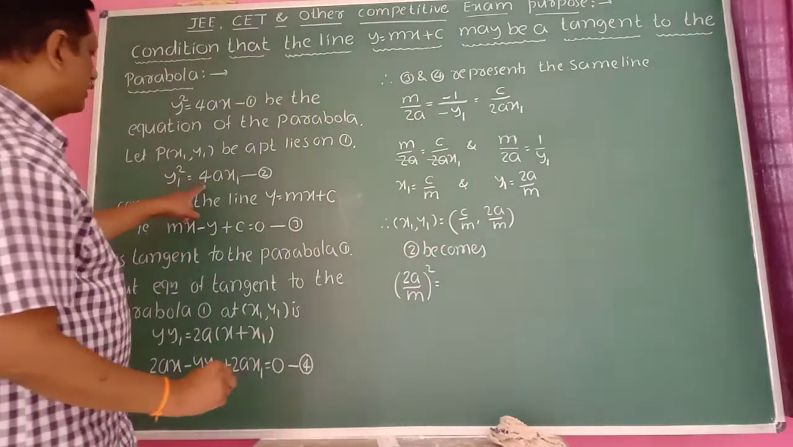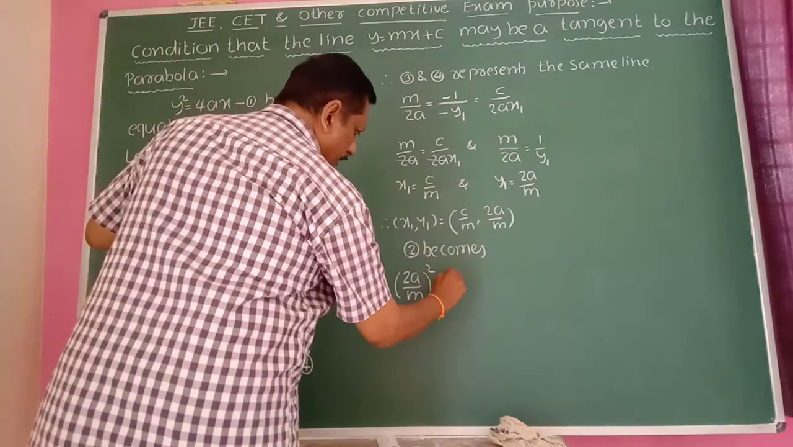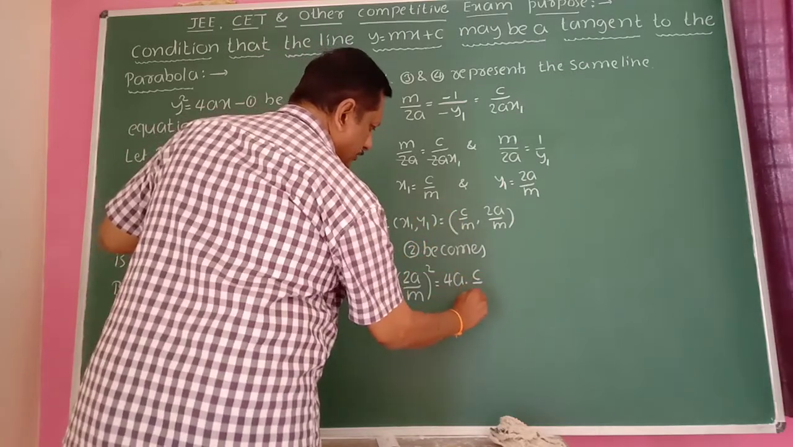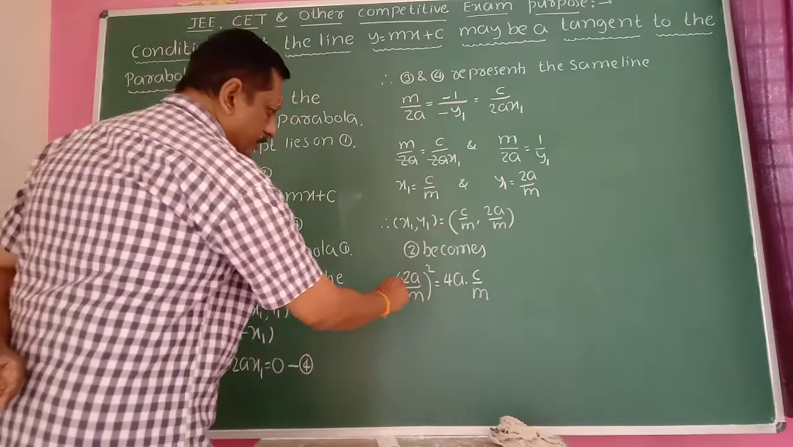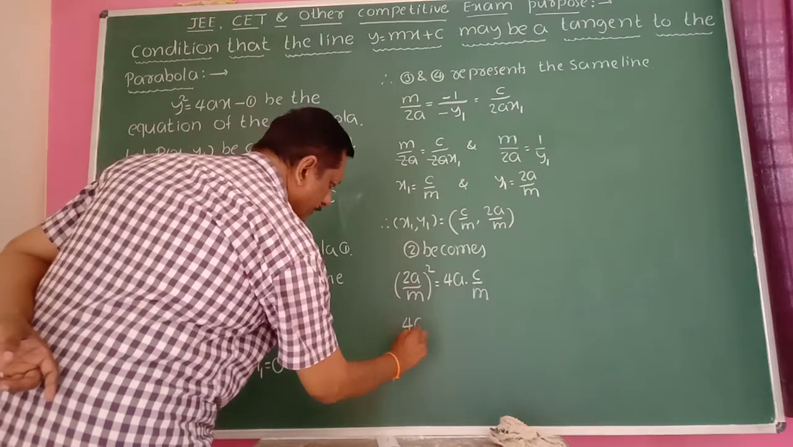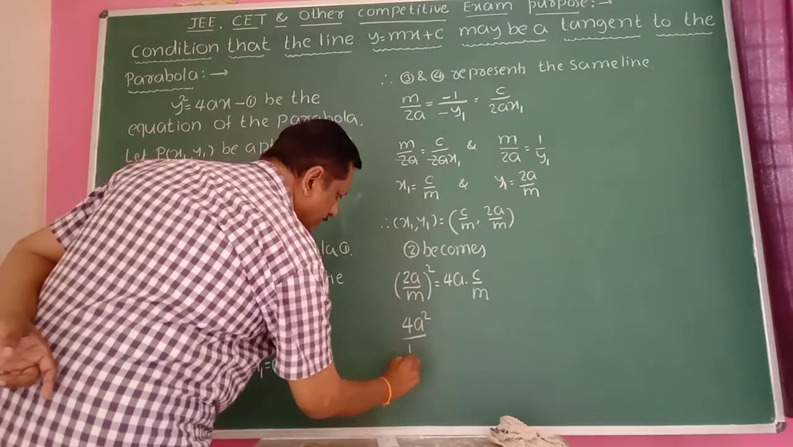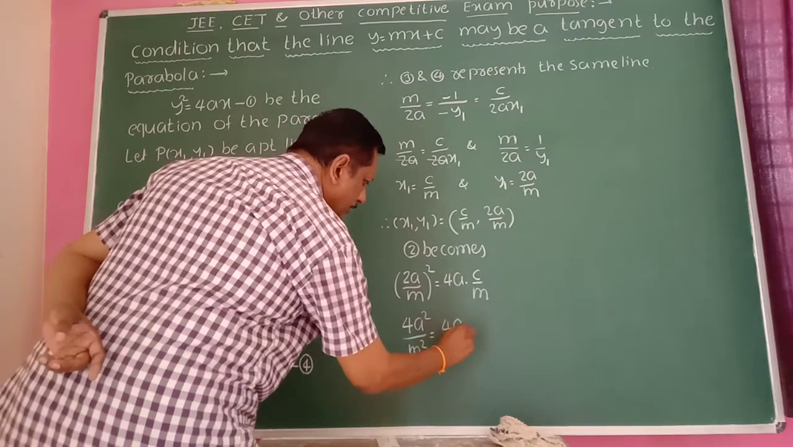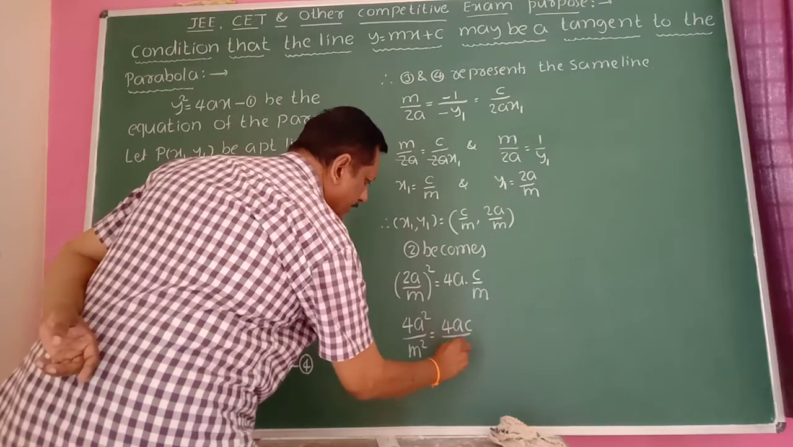That is equal to 4a into x1, which is c by m here. So 4a into c divided by m. Therefore 4a square divided by m square is equal to 4a into c divided by m here.